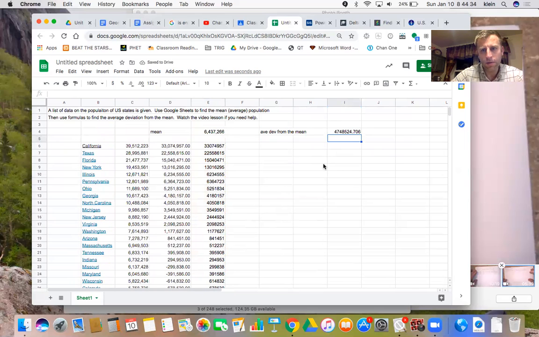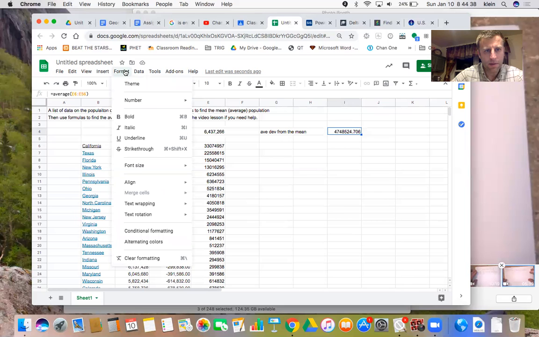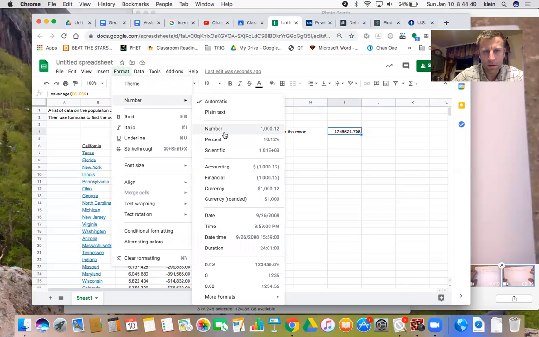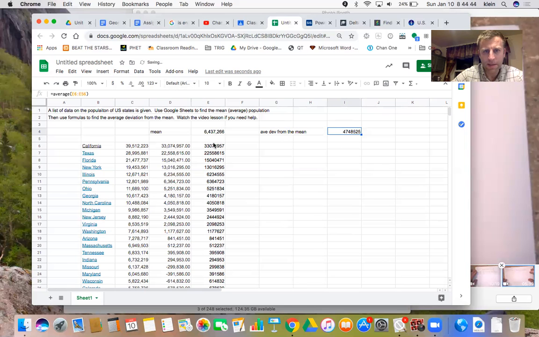Okay, so right there. I kind of like to round these off. So when I go format number, if I do this one, I believe it takes that decimal away. So about 4 million looks like is the average. 4.7 million actually is the average deviation from the mean, which is pretty big.